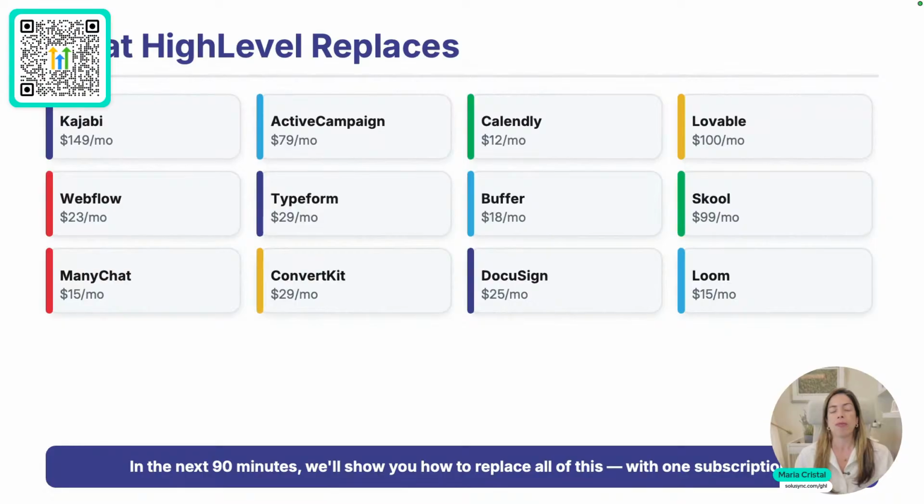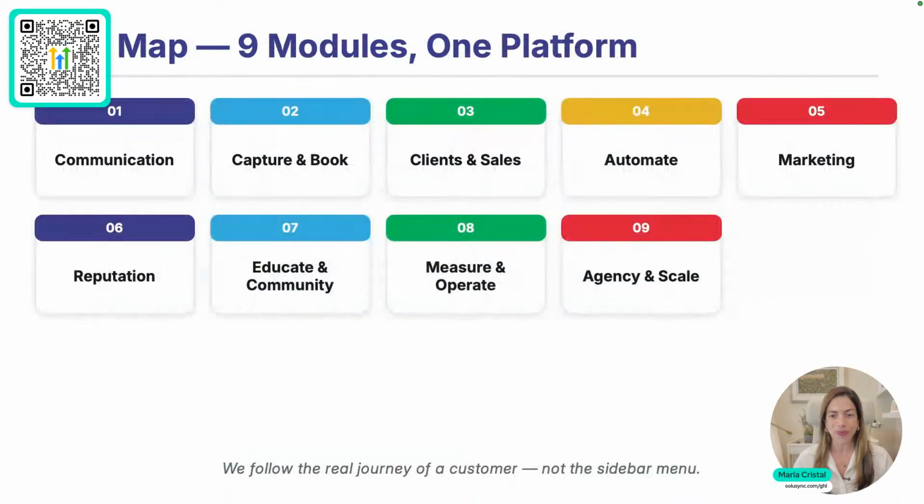Before we start, if you're currently paying for Kajabi, ActiveCampaign, Lovable, Calendly, Webflow, Typeform, Skool, Buffer, ConvertKit, ManyChat, DocuSign, all of these separately, you're stacking somewhere between 200 to 500 a month in software, where HighLevel replaces all of it. And that's what this class is all about today.